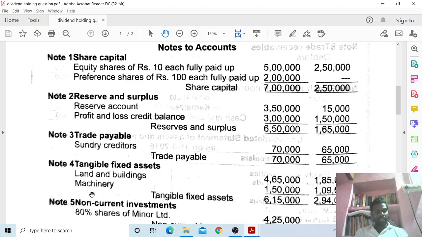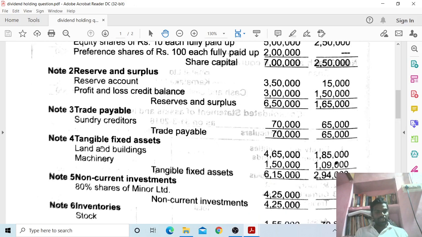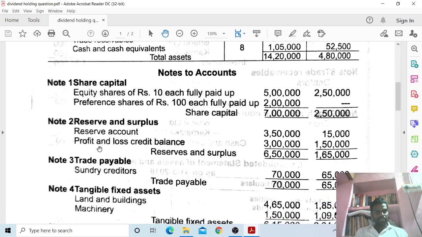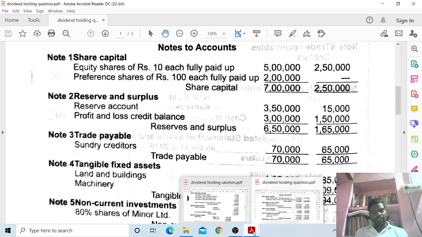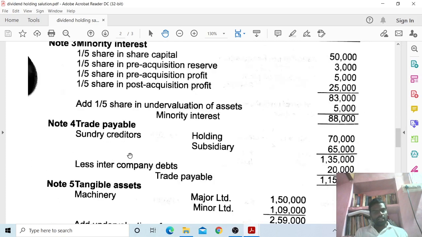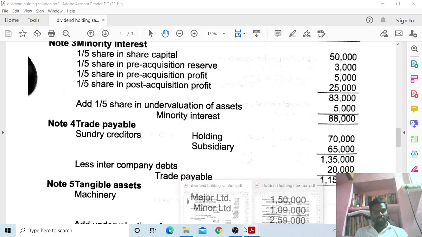So I have to take trade payables. Where are the trade payables? Trade payables, so 70,000 and 60,000. So here, sundry creditors: holding company 70,000 and subsidiary company 65,000, according to the question.